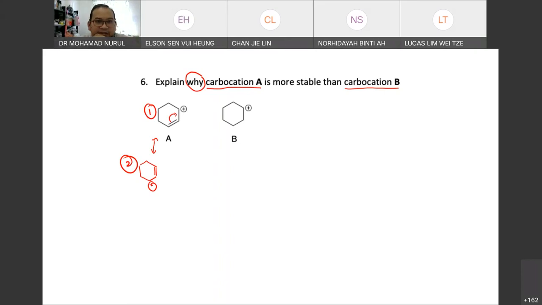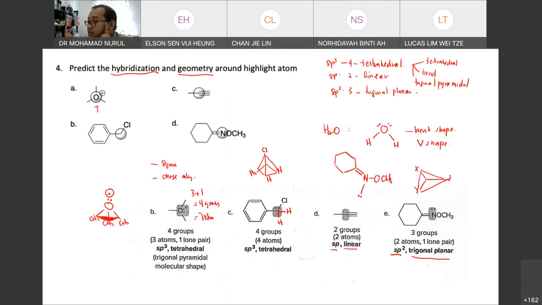Hello, doctor. I have a question. Who is that? Elson. I have a question about the previous question about trigonal planar, the one for E. Back then we learned that the repulsive force between the lone pair and bonding pair would be greater than between bonding pairs. So it should be bent shape, right? No, it's not bent shape. Still a bit confused, because it's already trigonal planar.